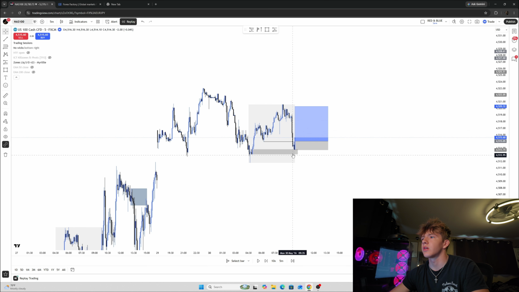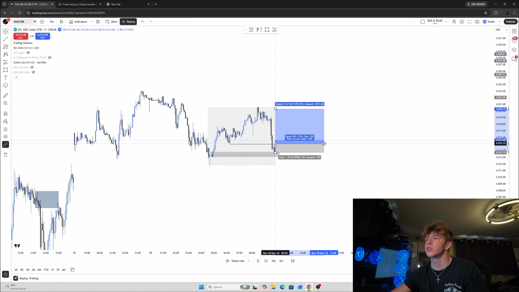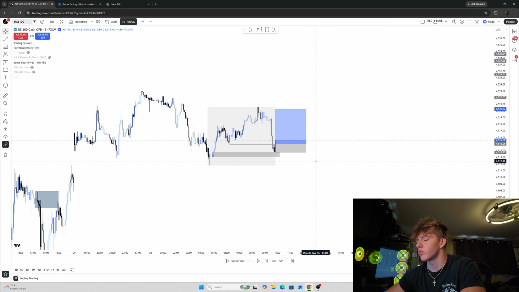Beautiful liquidity, comes down, takes that liquidity. Great reaction, never close inside the zone, just right on the top of the wick. That's completely valid. We just can't have it close inside of the zone. So from there, that's a valid trade. So yeah, we'll see what happens here though.